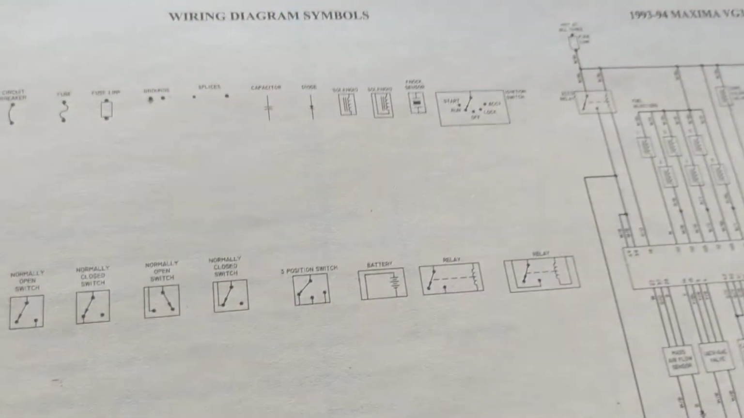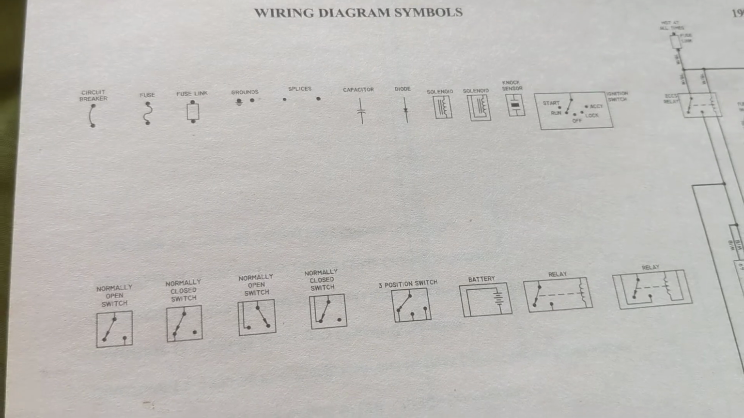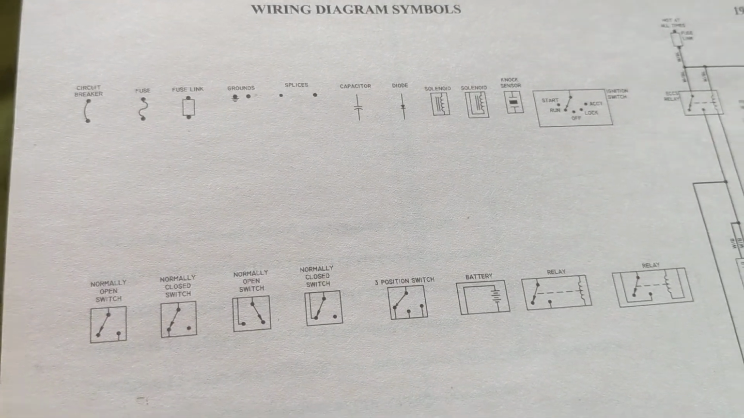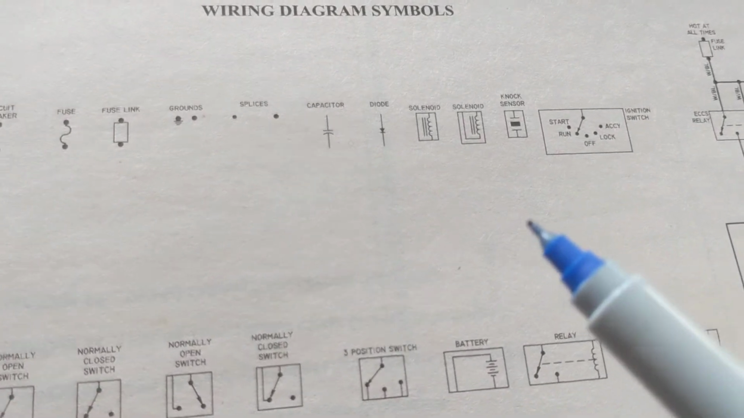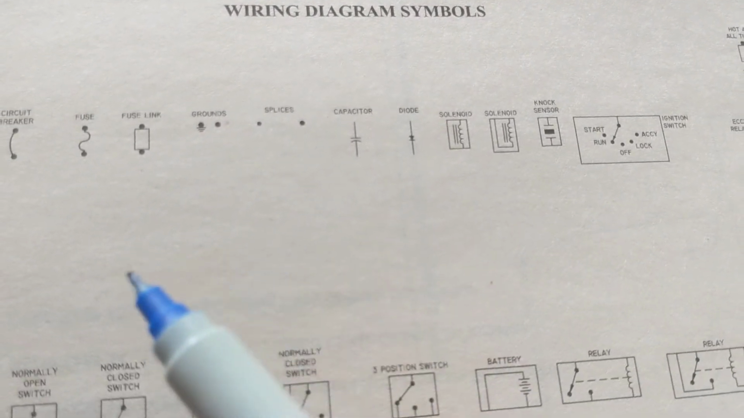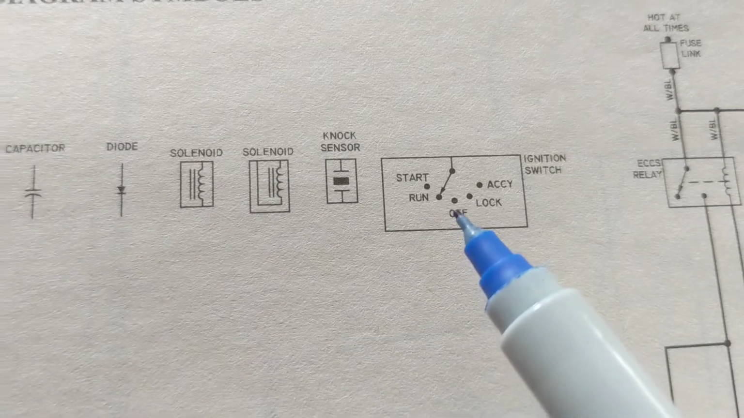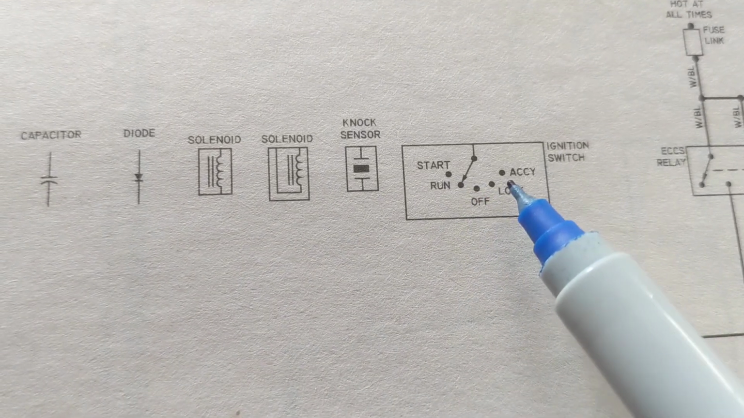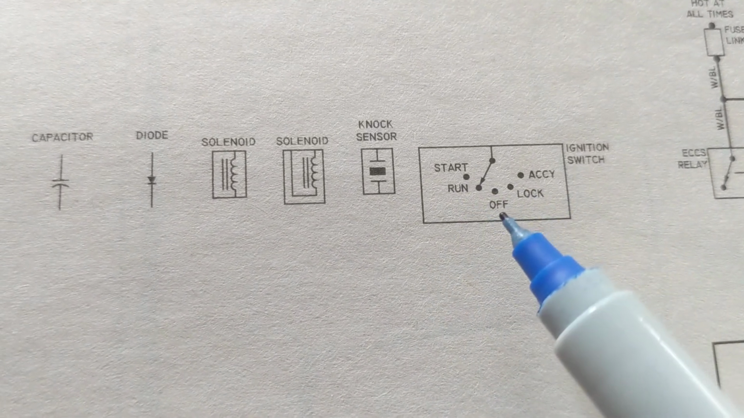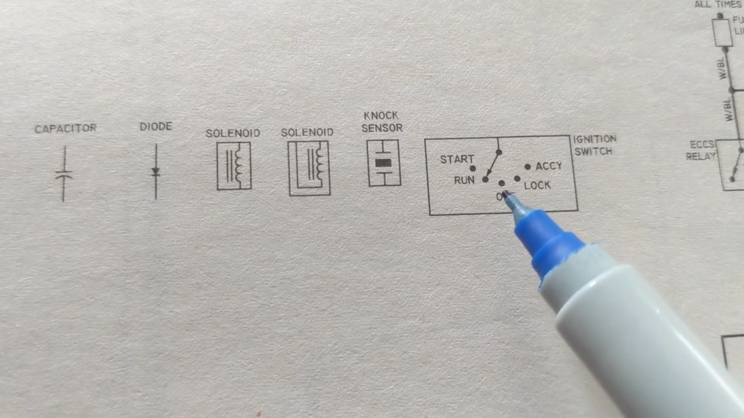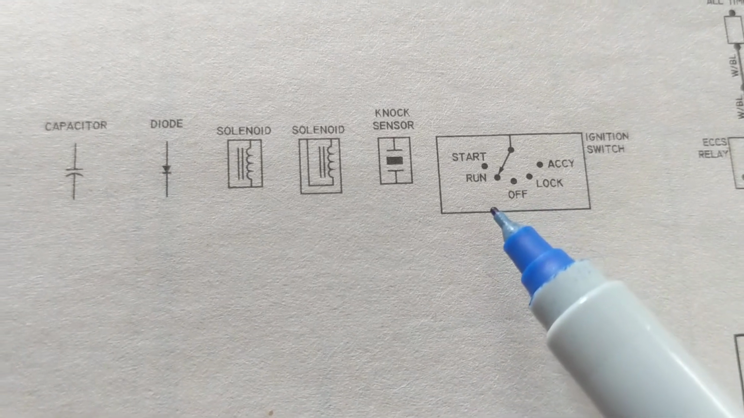Hello again, everybody. I was asked about finding symbols that would help interpret and analyze schematics. I found something. Actually, this is Nissan, but these are the most popular ones. An ignition switch, as you can see. Start, run. These are the selections that you make when you have your key in the ignition switch.